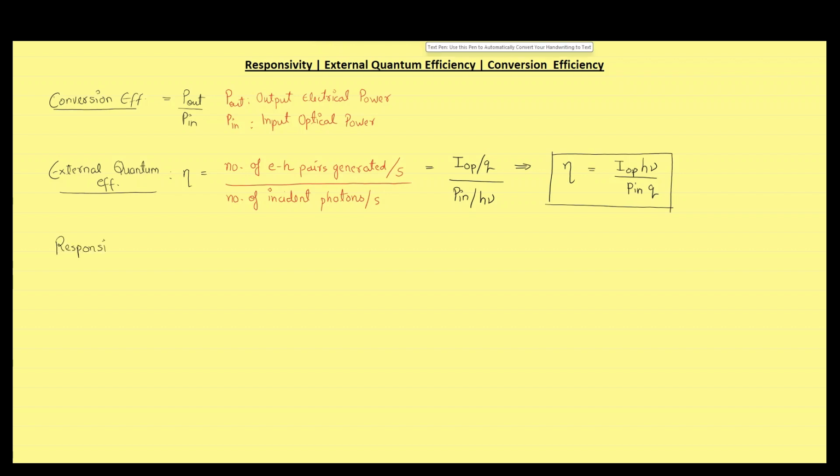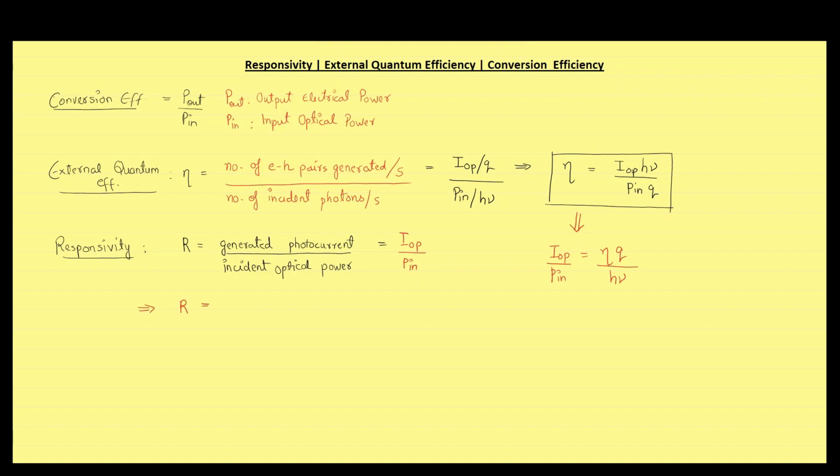The third parameter is responsivity. Responsivity is defined as generated photocurrent divided by incident optical power. From the expression of external quantum efficiency, we can write generated optical current divided by incident optical power is equal to external quantum efficiency multiplied by magnitude of charge on a charge carrier divided by h nu. Therefore, we can write responsivity to be equal to external quantum efficiency multiplied by magnitude of charge divided by h nu. Both these formulas for responsivity are important.